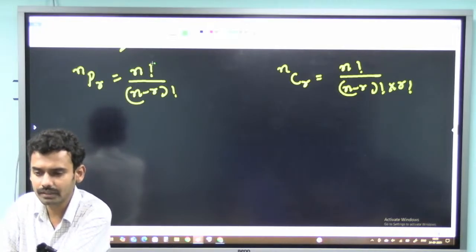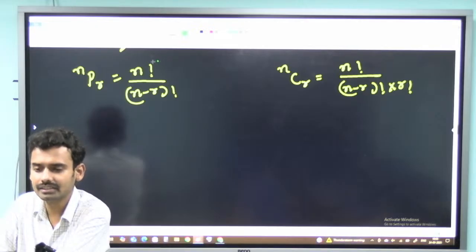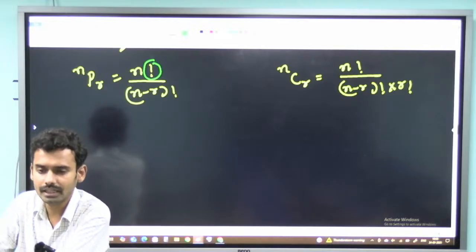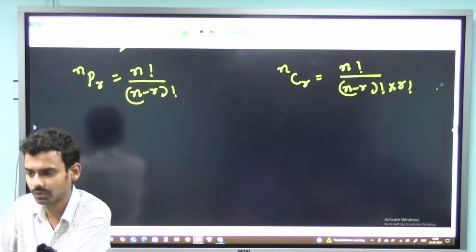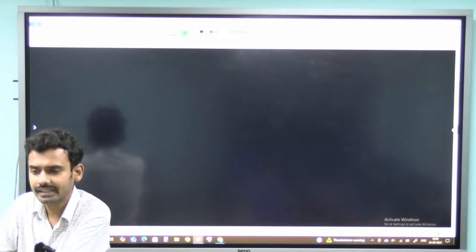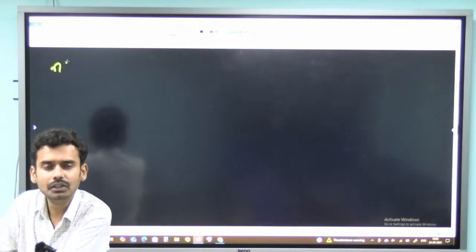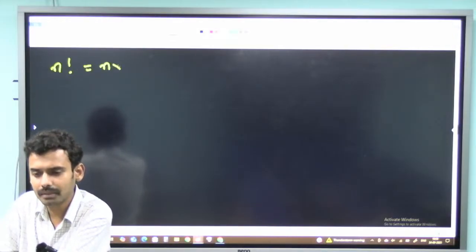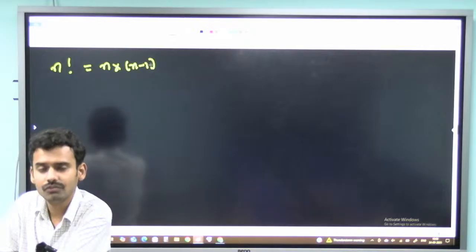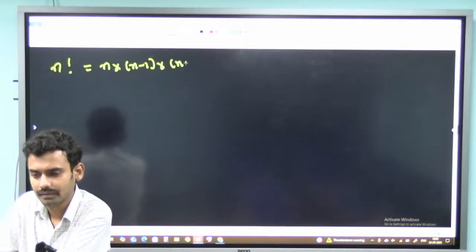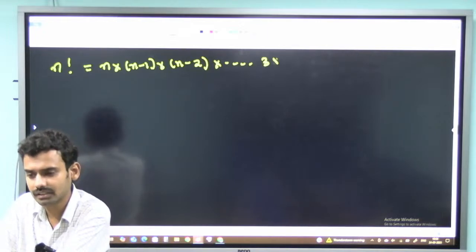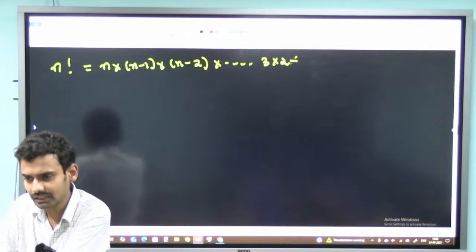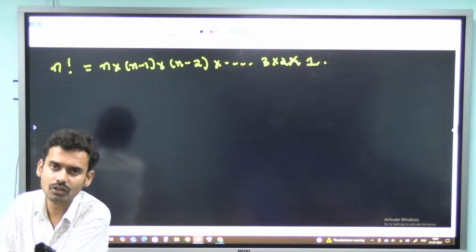Now if you observe n factorial, we have something called factorial here. So let me first discuss what we mean by factorial. Suppose I take any number n and try to find the factorial of this number, this simply means I need to multiply all the natural numbers from that number, that is n, to n minus 1 into n minus 2 into up to the last number, that is 1. So this is the meaning of factorial.